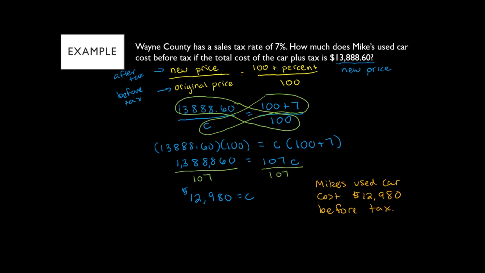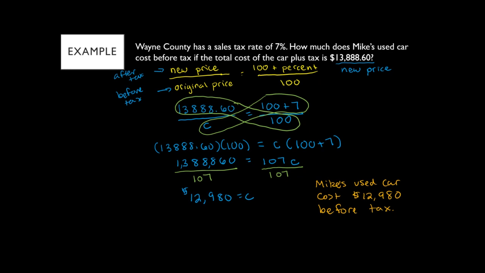Now, what I've seen some people do is that they will take 7% of the $13,888.60 and then subtract that from that amount. That is incorrect because 7% of 13,888.6 is different than 7% of 12,980. So you can't find 7% and subtract it.